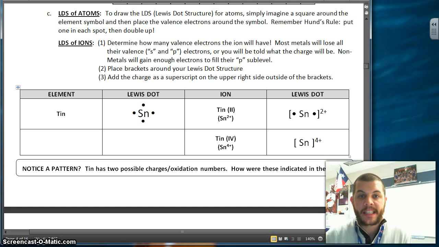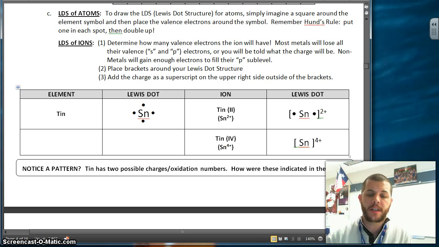I know in the last video we said we were going to get into Lewis dot structures, and we didn't because we ran out of time. But now we're going to get right on into them. Okay, I think you're actually going to enjoy Lewis dot structures. Once you understand the concept, Lewis dot structures are really easy to do.